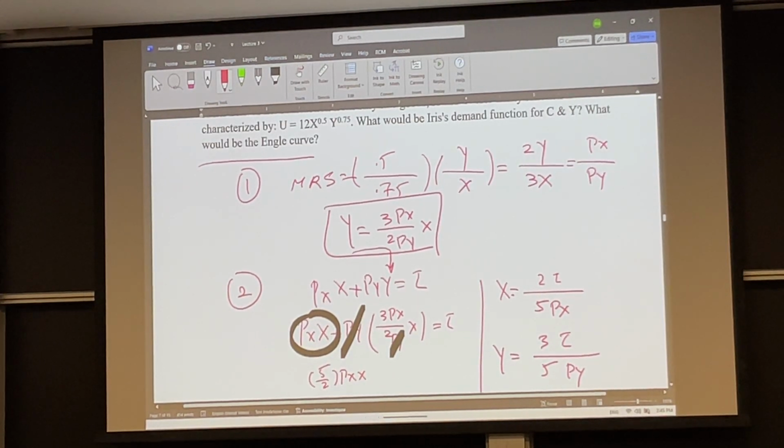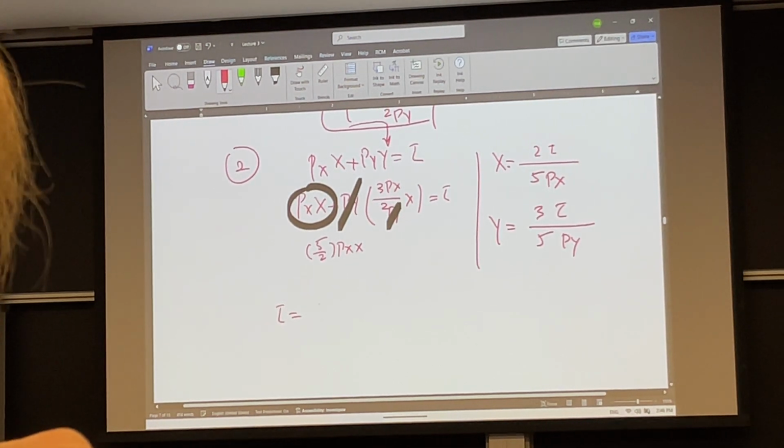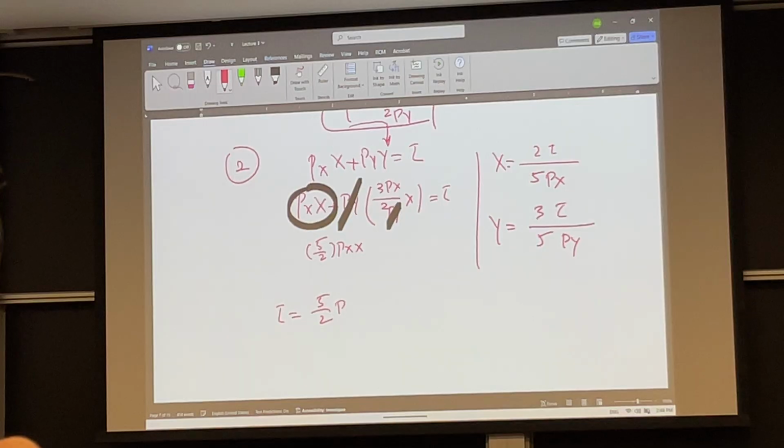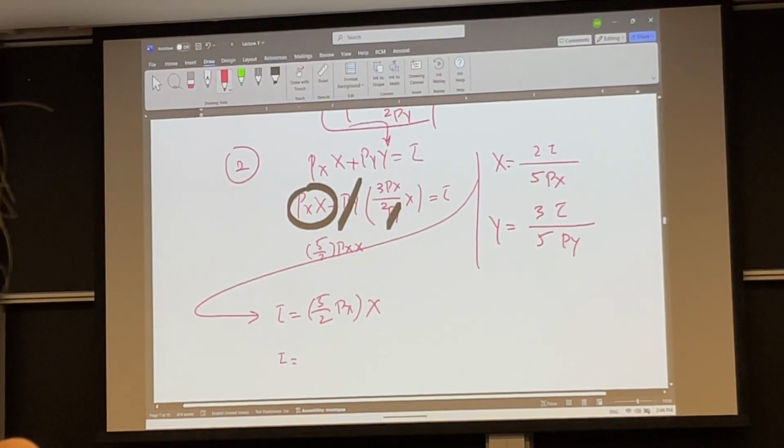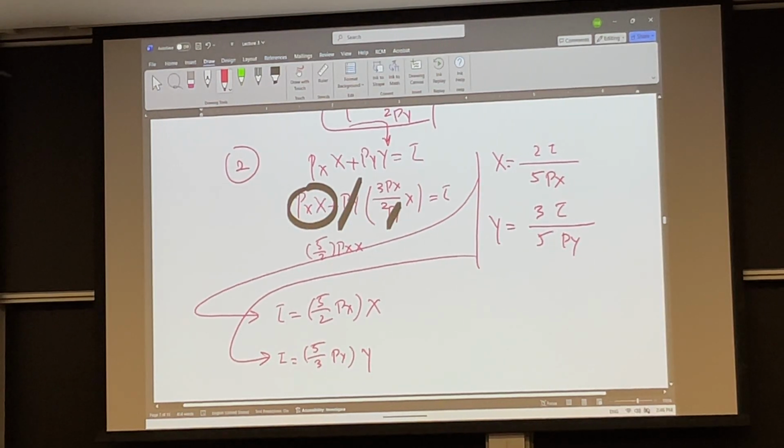Anyway, now the Engel curve for x will be solved easily. That's the Engel curve for x. And for y, it would be this one. That's the Engel curve for y. So when you find the demand, there are other things. You can find the demand curve, you can find the Engel curve, they're all already there.